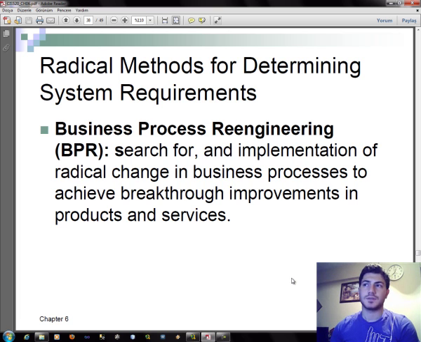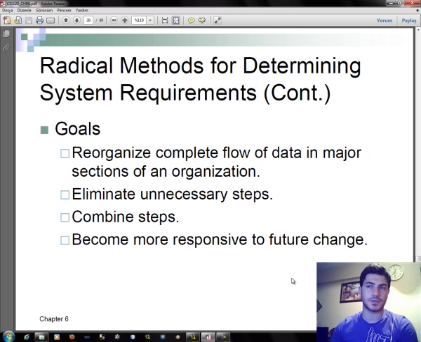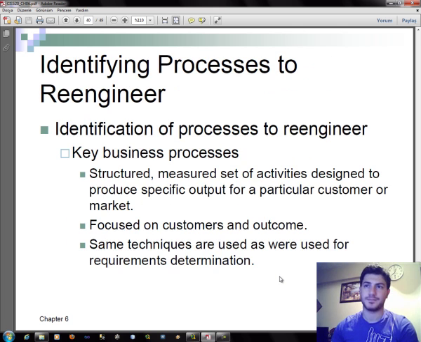Now, radical methods for determining system requirements. BPR, business process reengineering: search for and implementation of radical change in business processes to achieve breakthrough improvements in products and services. And goals: reorganize complete flow of data in major sections of an organization, eliminate unnecessary steps, combine steps, become more responsive to future change.